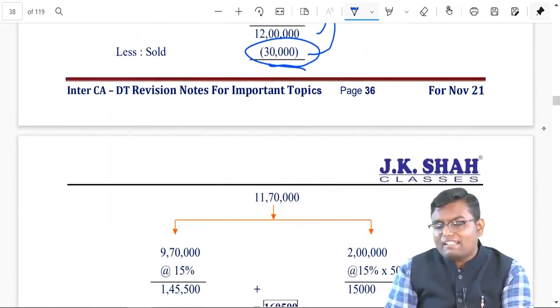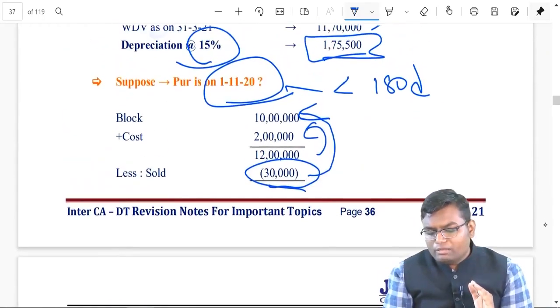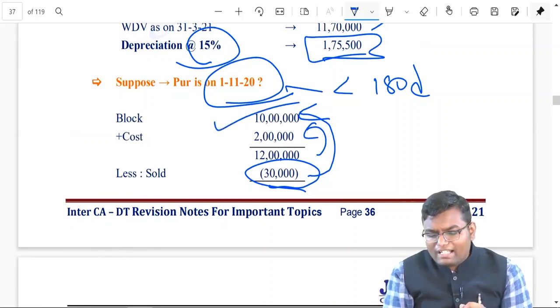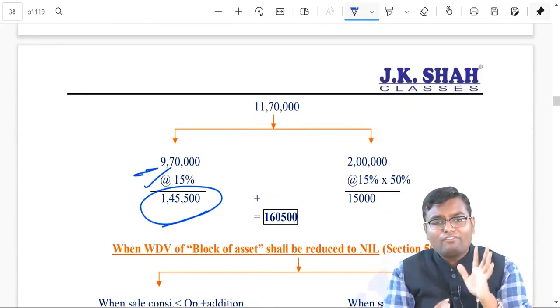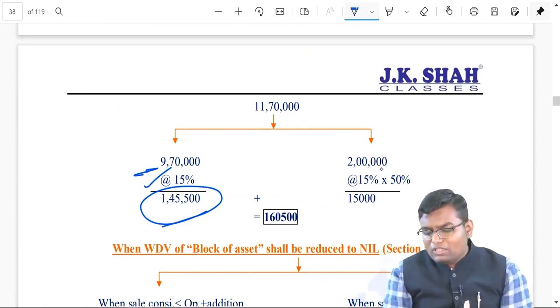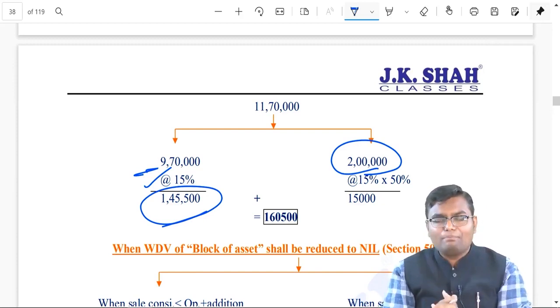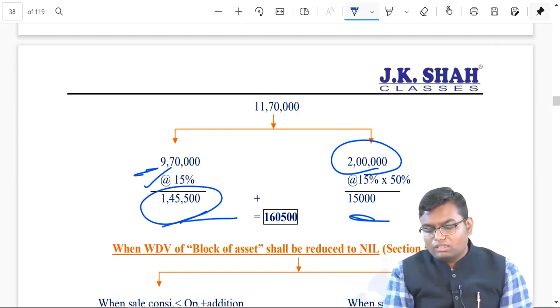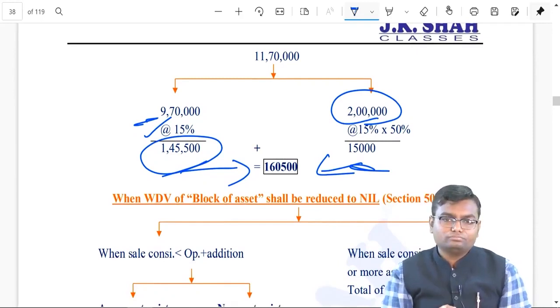So from 11 lakh 70,000, up to 9 lakh 70,000 will be from opening WDV. How come 9 lakh 70,000? 10 lakh minus 30,000 sale value. On that apply 15%, 145,500, and the balance 2 lakh is from the new purchase which is for less than 180 days. On that only half depreciation, that will be 15,000. The total depreciation will come to 1,60,500.